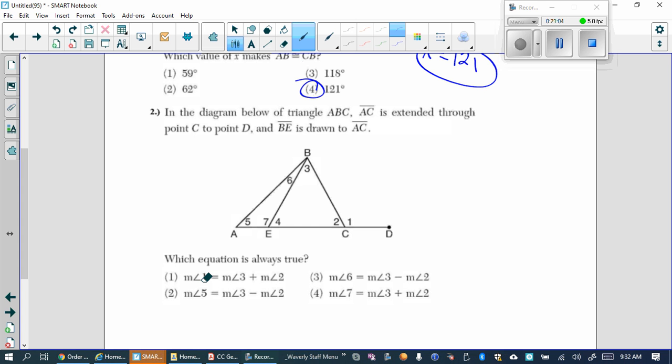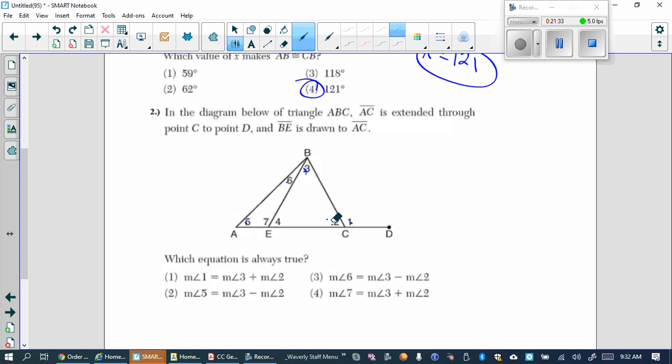They're saying here that angle 1 equals angle 3 and 2. Is that something we learned? No. It's kind of getting close to the exterior angle theorem, but it's not, right? How about angle 5 equaling 3 minus 2? It just seems like nonsense. I don't even know where that would come from. How about angle 6 equaling 3 minus 2? That's just more nonsense.